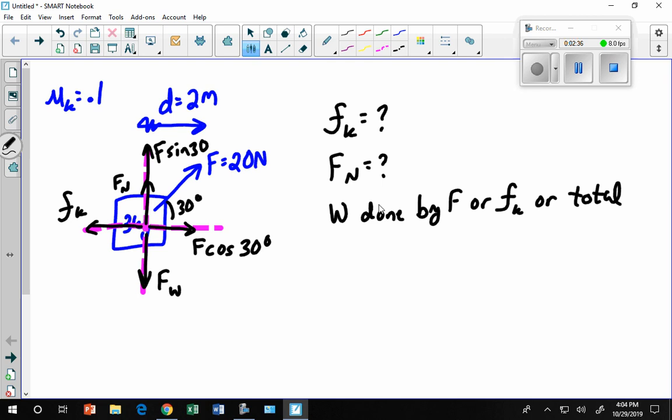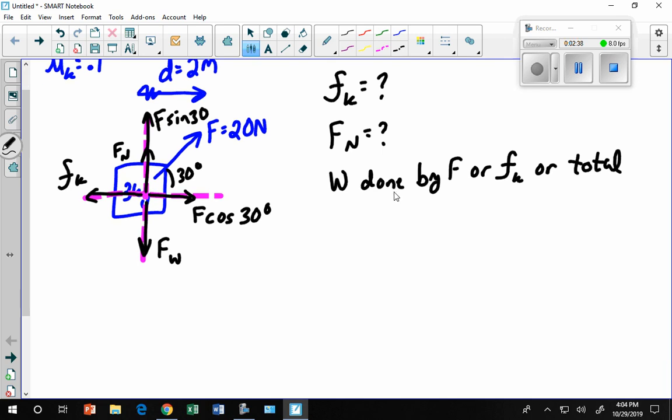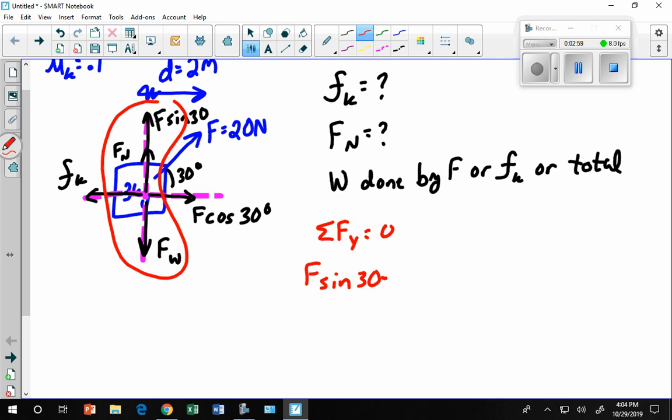So you'll have to find Fn first. And the way that you find Fn is that you look at these forces in the y direction. Because I know that the sum of the forces in the y direction has to equal 0. That's always true because it's not moving in the y direction. And so I can say F sine 30 plus Fn minus Fw, that's equal to 0. So Fn will be equal to Fw minus F sine 30.